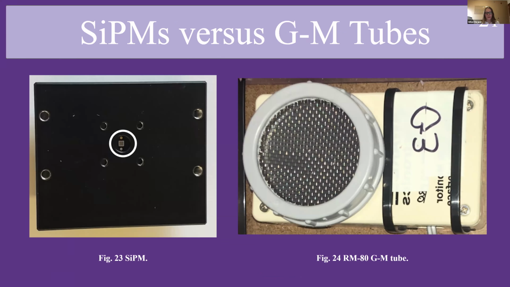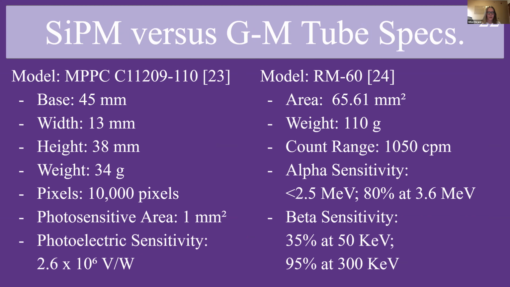These are pictures of the actual detectors. These pictures are not to the same scale. The SiPM in Figure 23 is approximately able to fit into the mesh circle of the GM tube in Figure 24. The actual detector of the SiPM is within the white circle in Figure 23. The specifications for each device are listed here. The SiPM weighs 76 grams, less than the GM tube, making it ideal for high altitude ballooning.